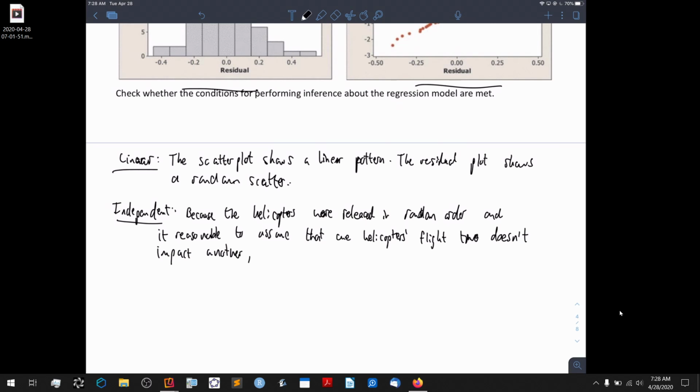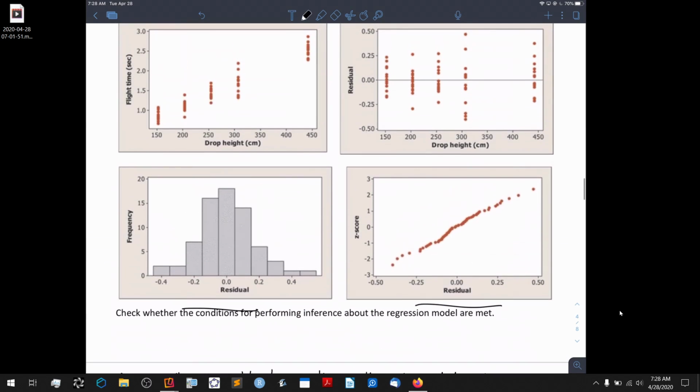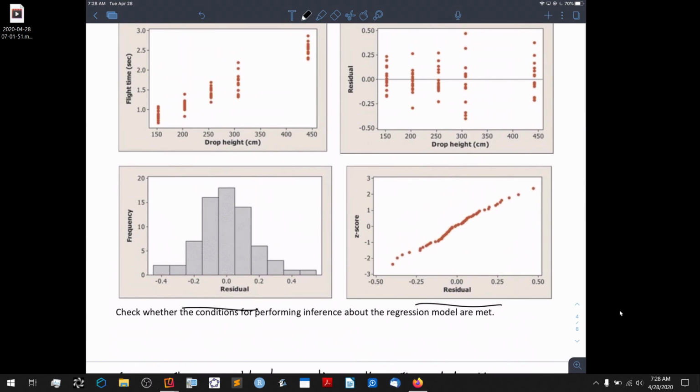Okay, we can just say the independent condition is met. The condition is met, something like that. All right. And then, so linear, what would that be? Normal. Okay. And then we look at this and we say, okay, the histogram and the normal probability plot shows that the residuals are approximately normal.